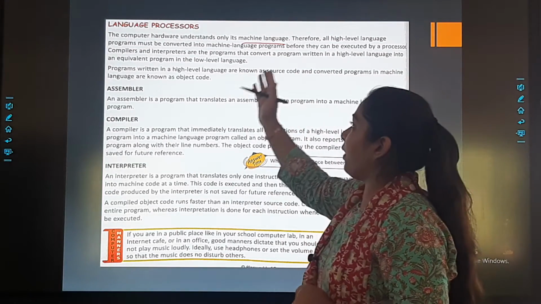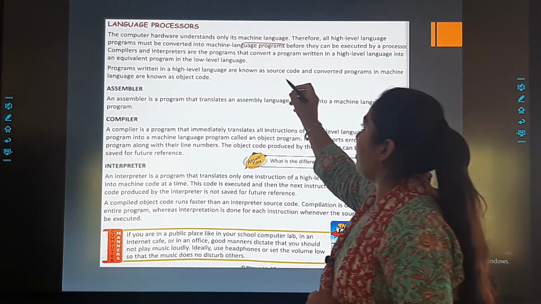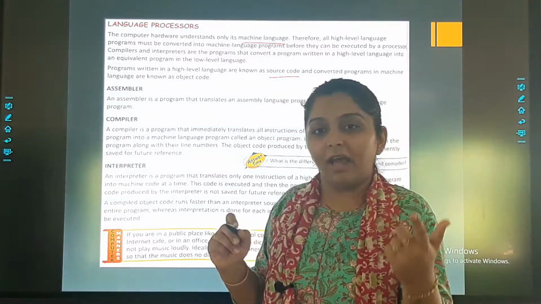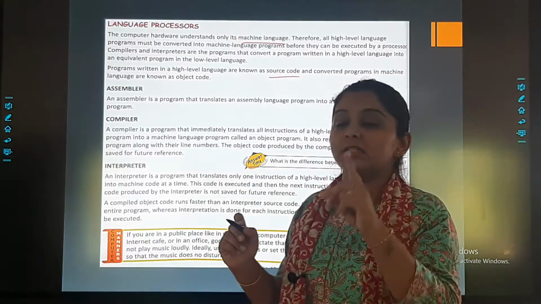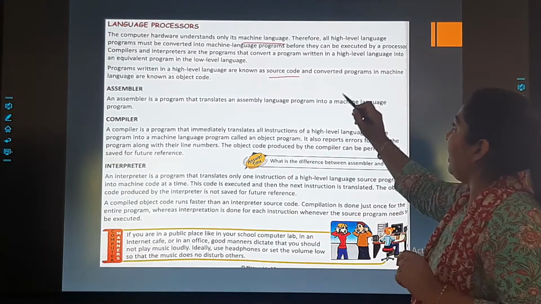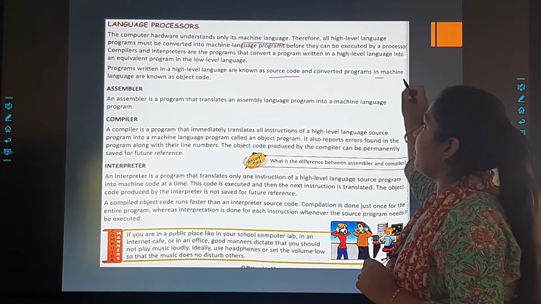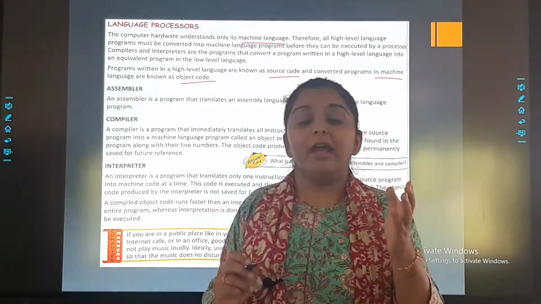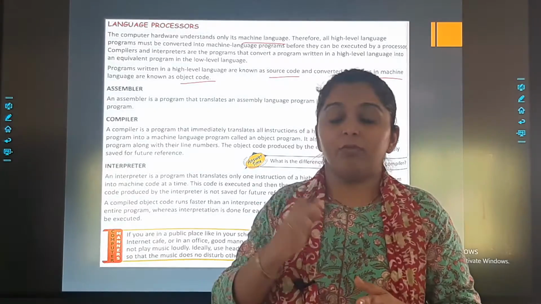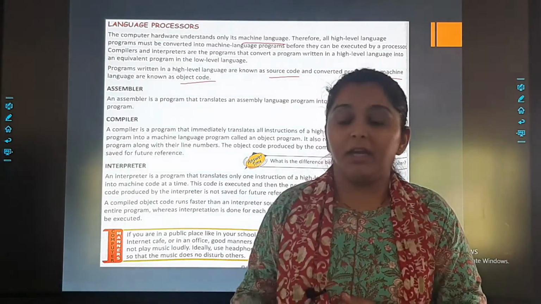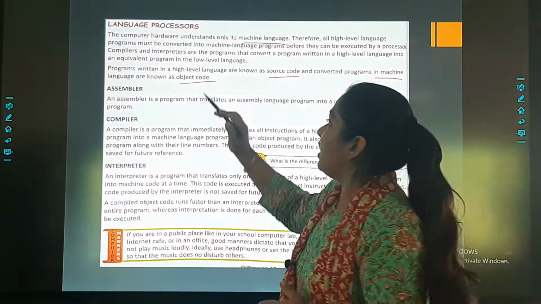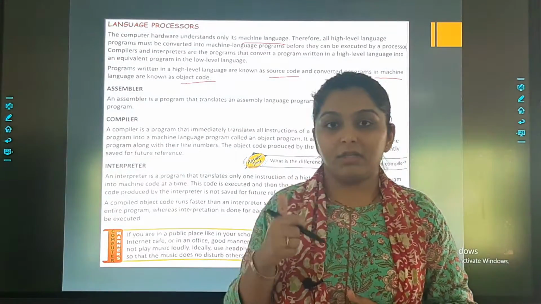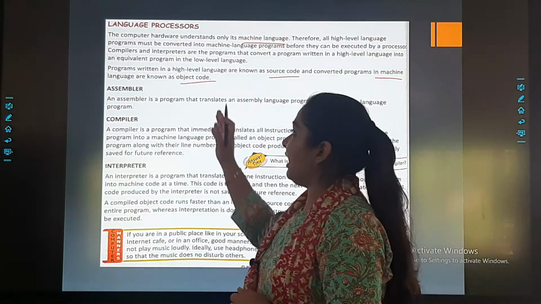Now, programs written in high level language are known as source code. जो भी programs high level language में लिखे जाते हैं are known as source code, and the converted program in the machine language is known as object code. Then वो जो programs convert होते हैं into the machine languages, it is known as the object code. Clear? Understood?